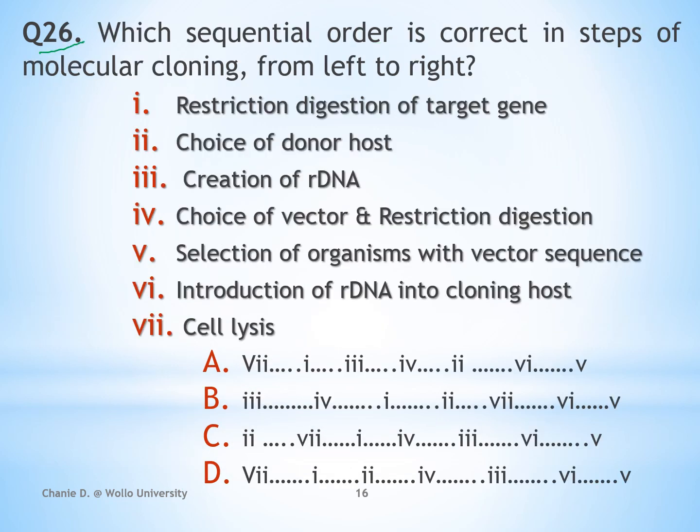Question number 26. Which sequential order is correct in steps of molecular cloning from left to right? In this question, sequential order of molecular cloning is the indicator for this question. They are keywords, sequential order of molecular cloning. In molecular cloning, there are sequential steps. First, isolate the donor host for the gene of interest. Second, extract the tissue from the donor organism. Here we have a cell suspension. The cell suspension goes to cell lysis to break the organelles and expose the biomolecules, that is DNA.